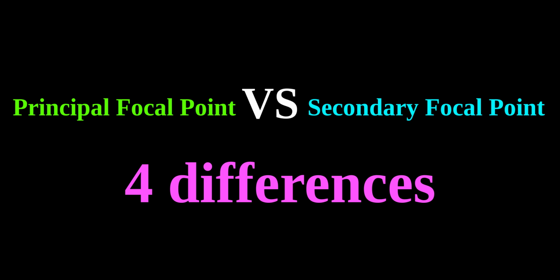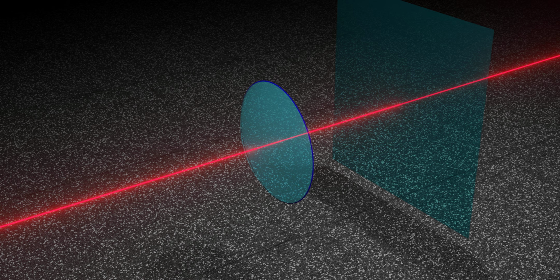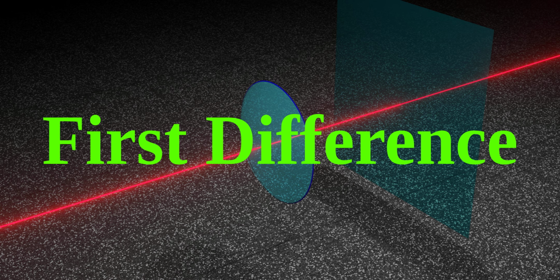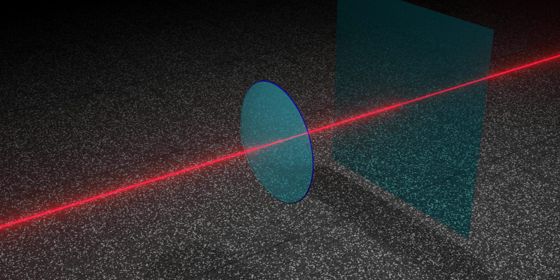Now, what are the four differences between principal focal point and secondary focal point? First difference. Principal focal point lies on the principal axis of the lens, but a secondary focal point does not. It can be at any point on the focal plane, but not on the principal axis.